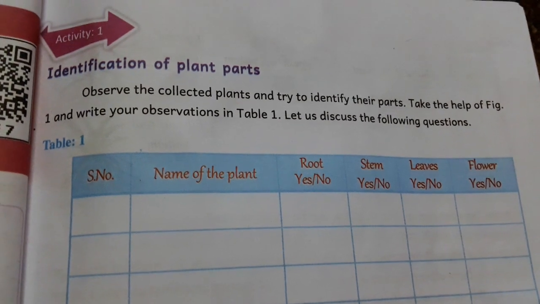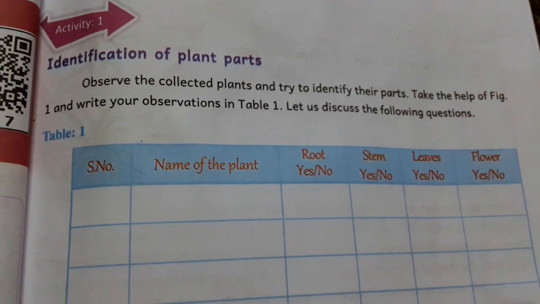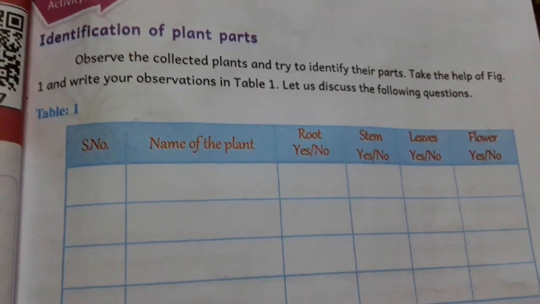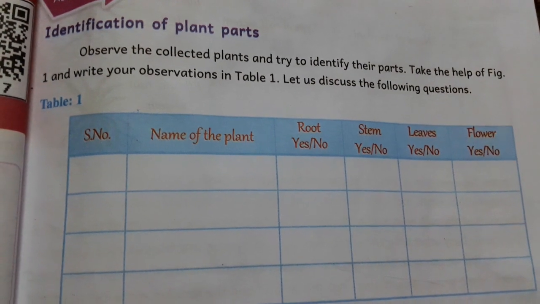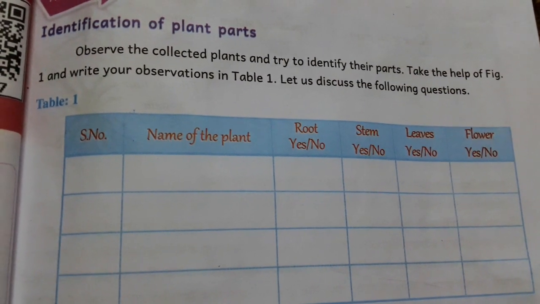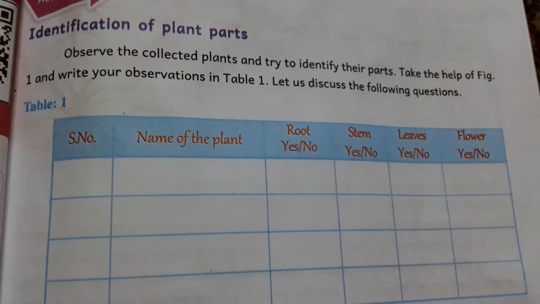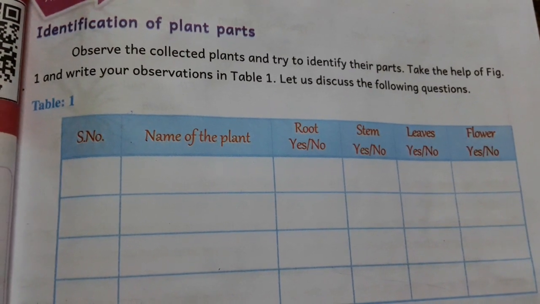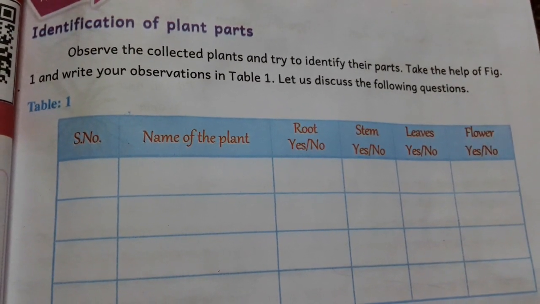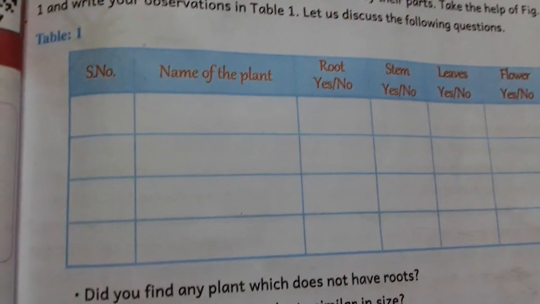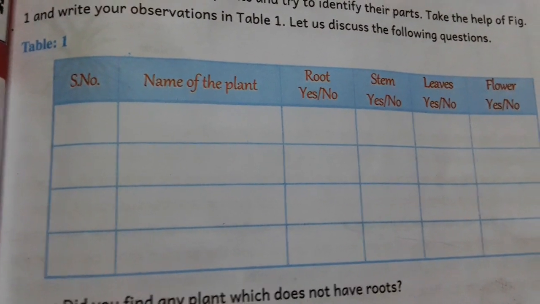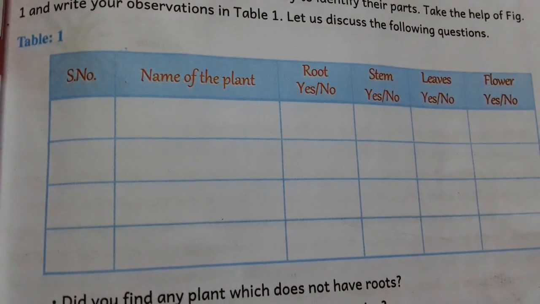And activity 1, identification of plant parts. Observe the collected plants and try to identify their parts. Take the help of figure number 1 and write your observations in table 1. Let us discuss the following questions. See here, in table 1 they have given what you observed in your surroundings.